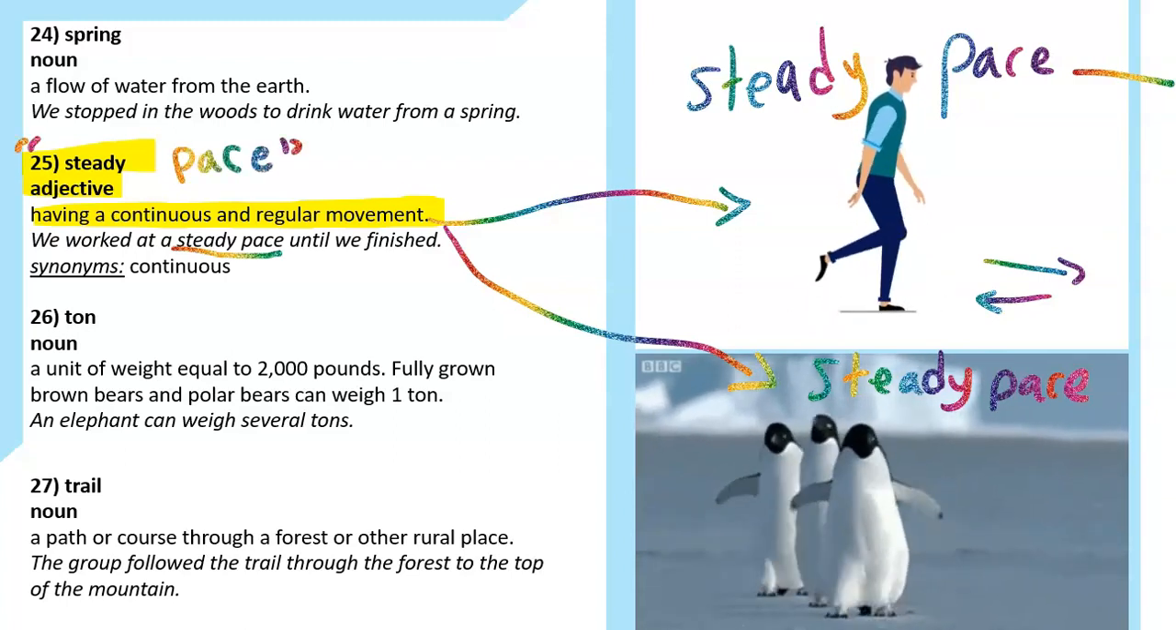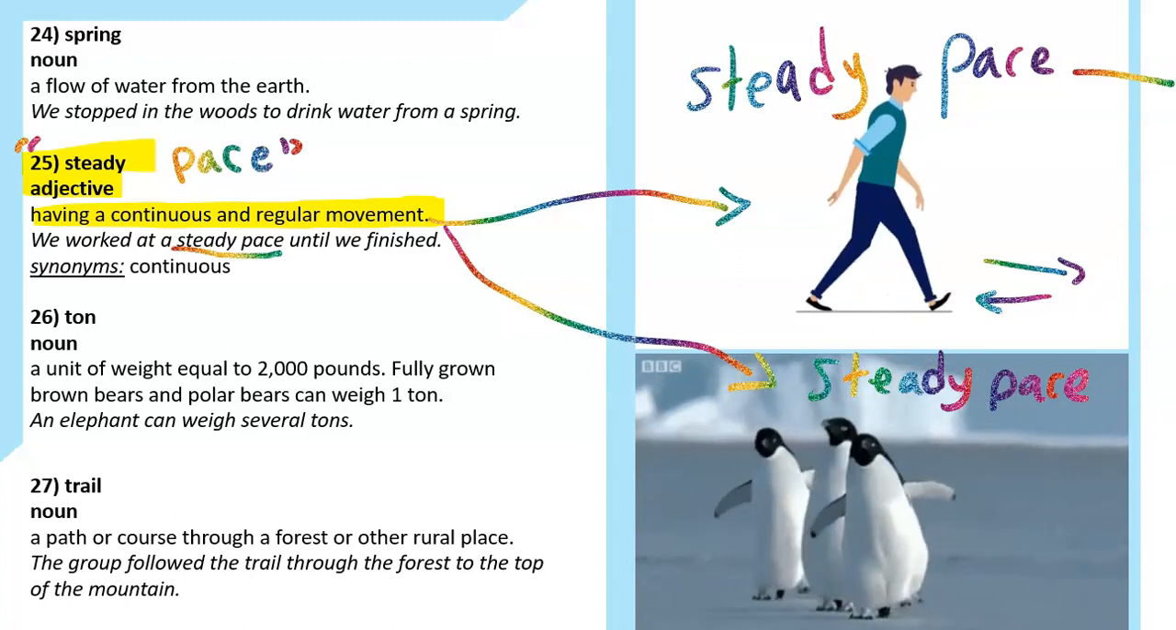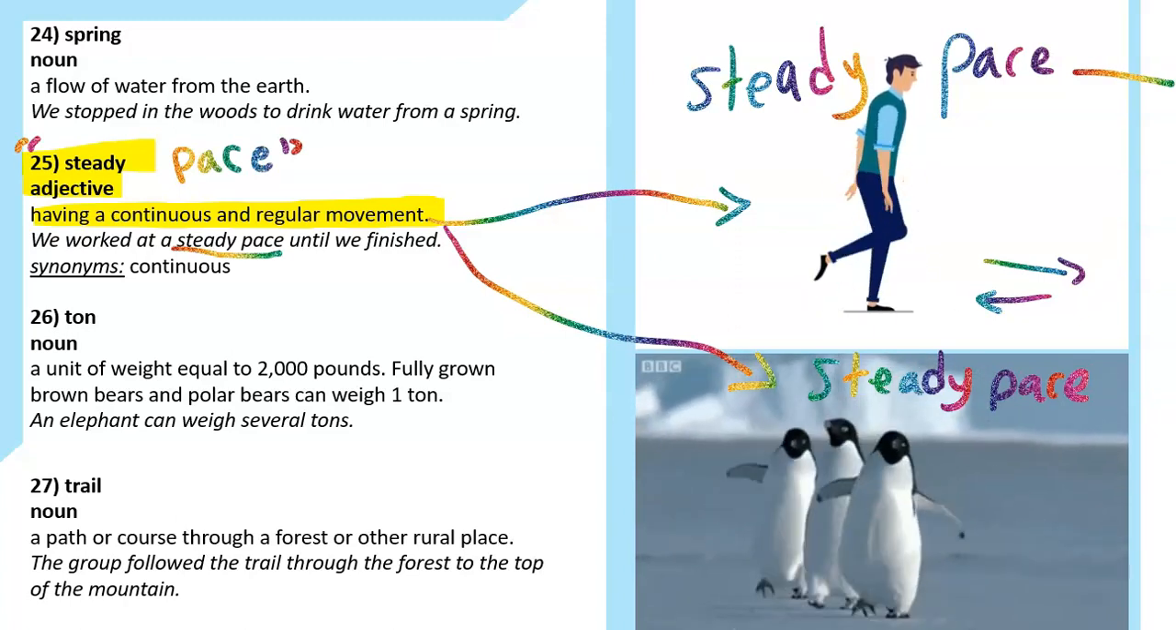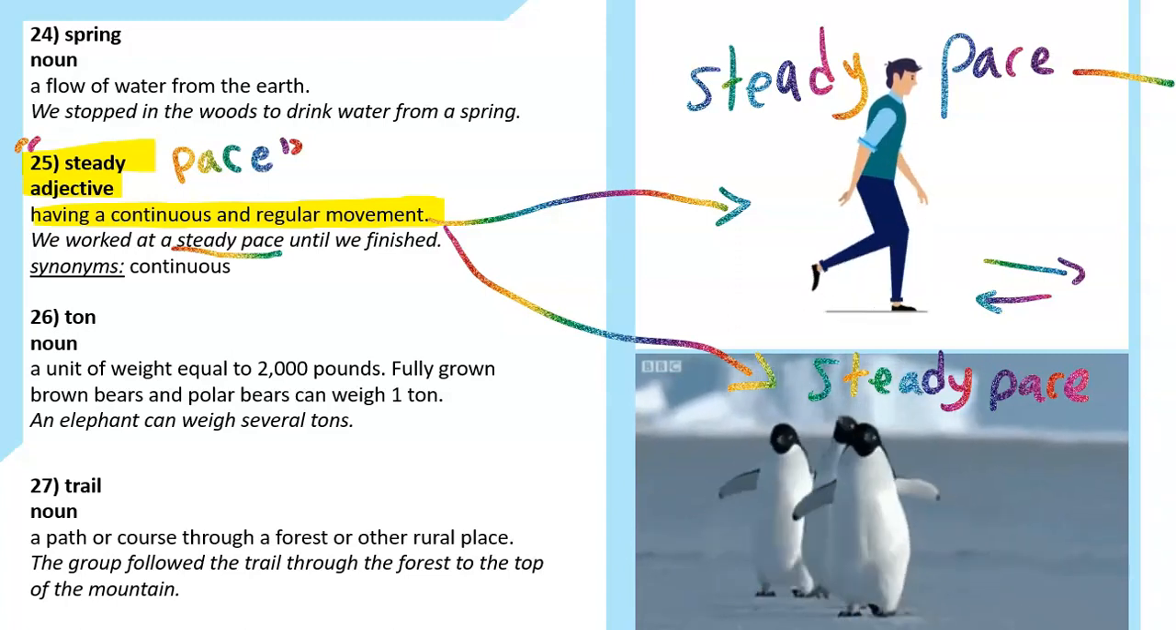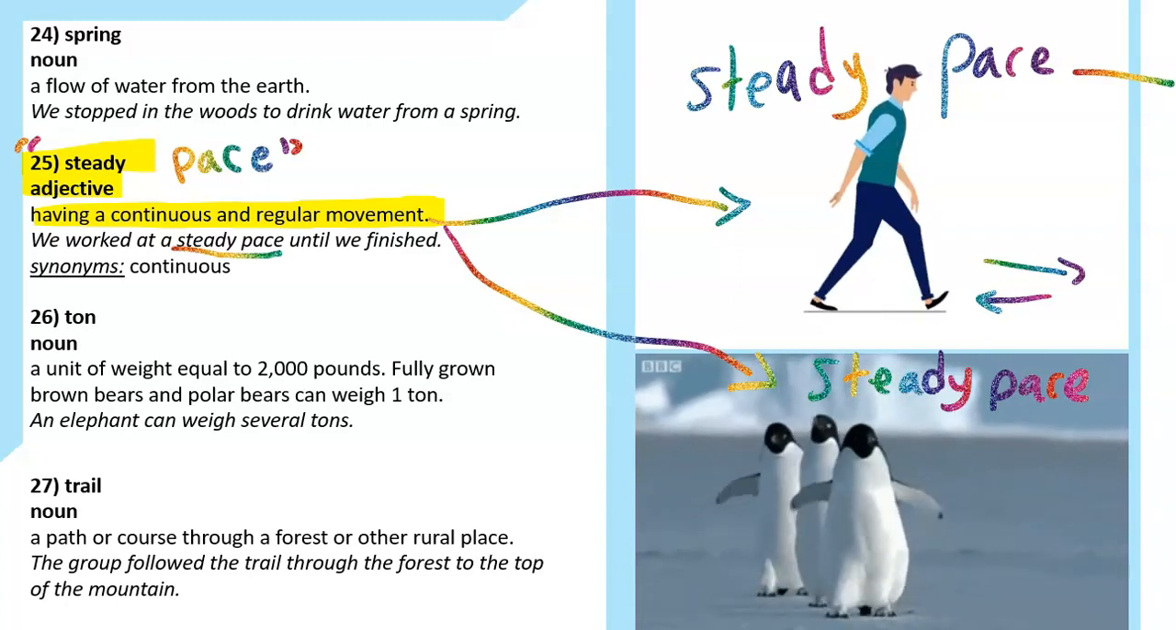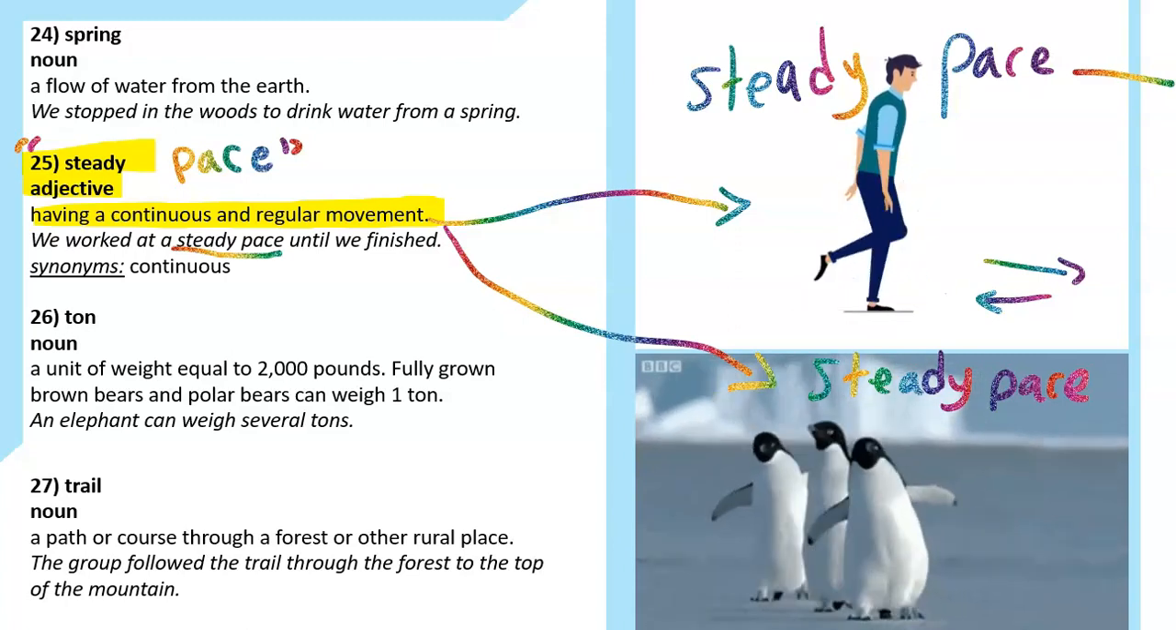You don't only have to use this with walking, you can use this with other verbs too, such as talking. She was talking at a steady pace. Or she was eating at a steady pace.